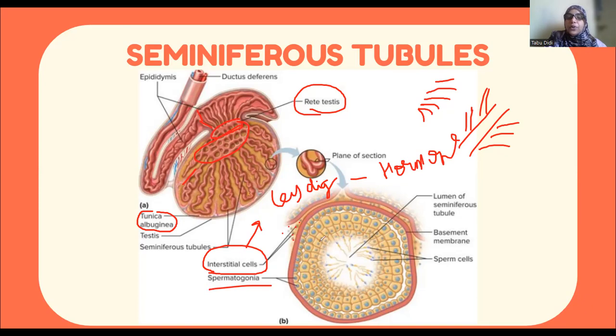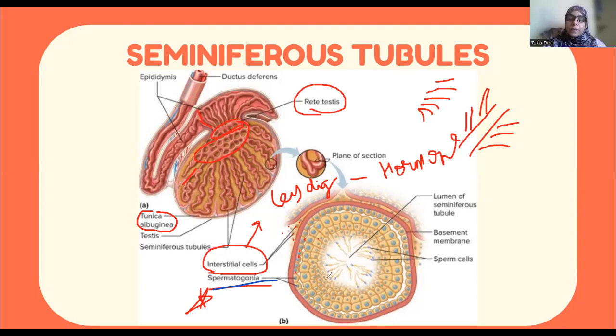I told you about the seminiferous tubules. This is just a cross section of one. You have millions and trillions of these circular structures in the testes. These are made up of cells, and these cells are known as spermatogonia. Very, very important, you have to remember this. What is this spermatogonia? The place of production of sperms.